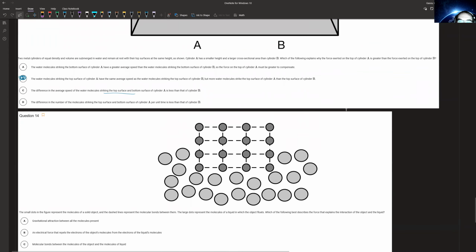But it is true, but I don't think it explains why the force exerted on top of A is greater. Which is what, wait, did I choose the wrong answer choice? Oh, no, yeah, they say B is correct. Okay, all right.